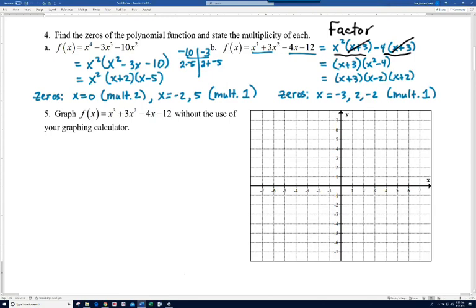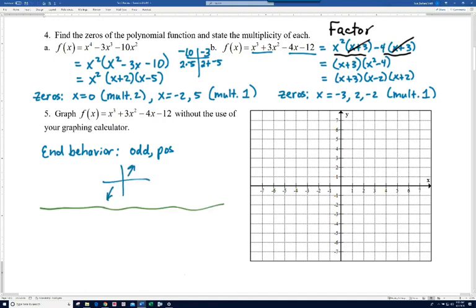So anyway, here the first thing you want to think about when we did these kind of graphs is end behavior. So notice my leading term is x cubed, so we're an odd degree and we're positive. And so that's the John Travolta end behavior, which looks like that. Again, if you graph y equals x cubed, that's what the end behavior looks like.